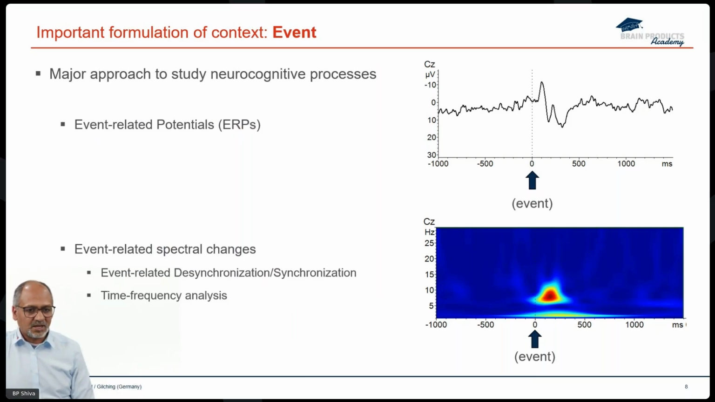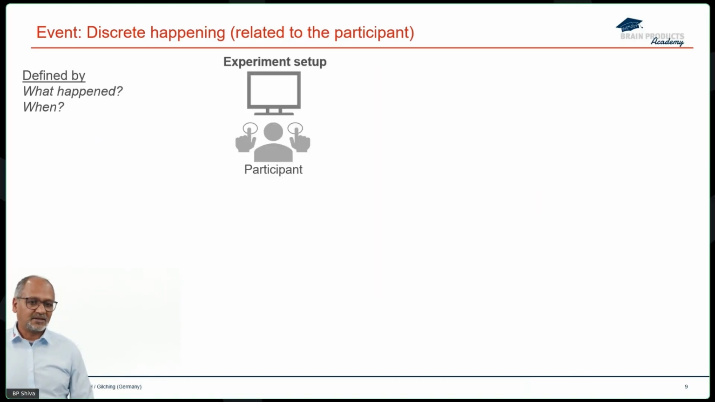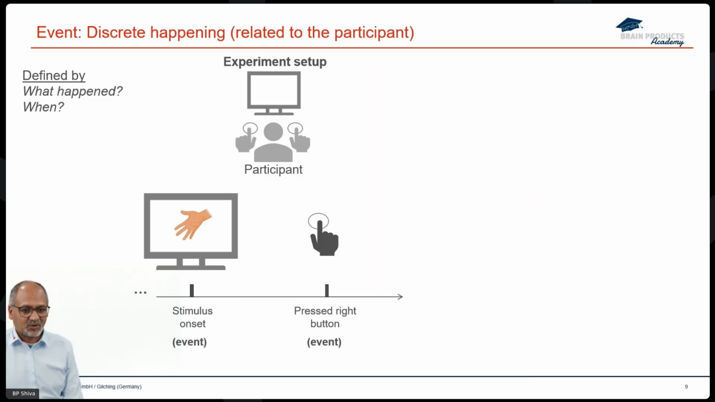So what is an event? It's somewhat difficult to define explicitly, but a working definition is that it's a discrete happening related to the participant, and it's often defined by what happened and when. To give you a concrete example, consider an experimental setup where participants see a stimulus on the screen. The onset of the stimulus is an event. Something happened at a particular time, and the response that follows is also a particular event. And this is a very broad definition and can be applied in a variety of different ways.